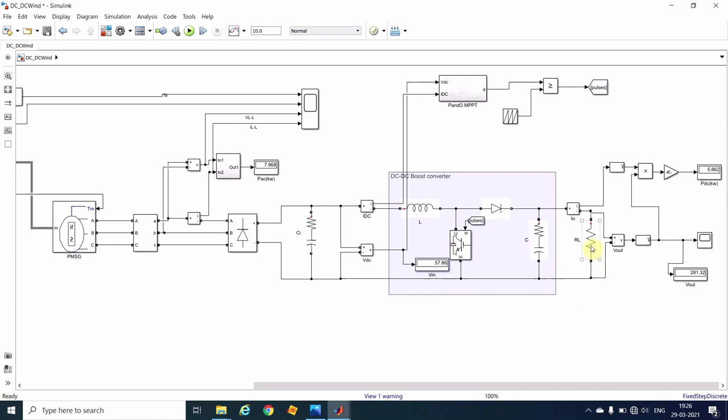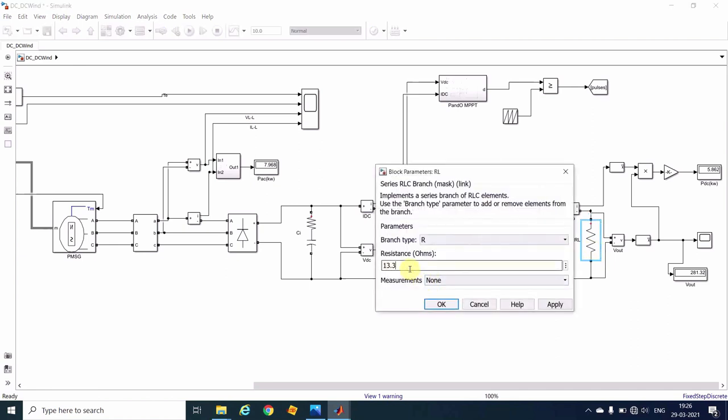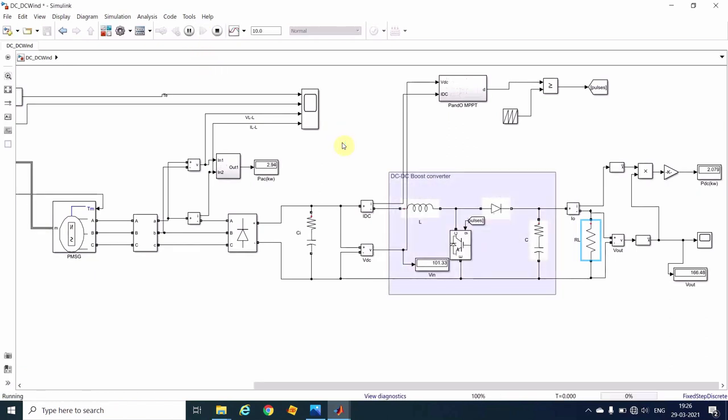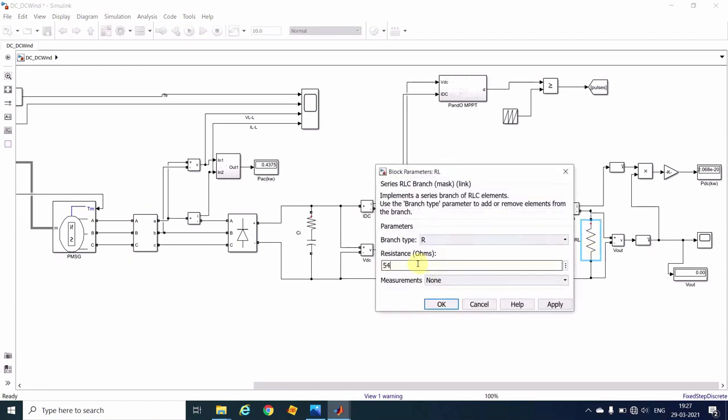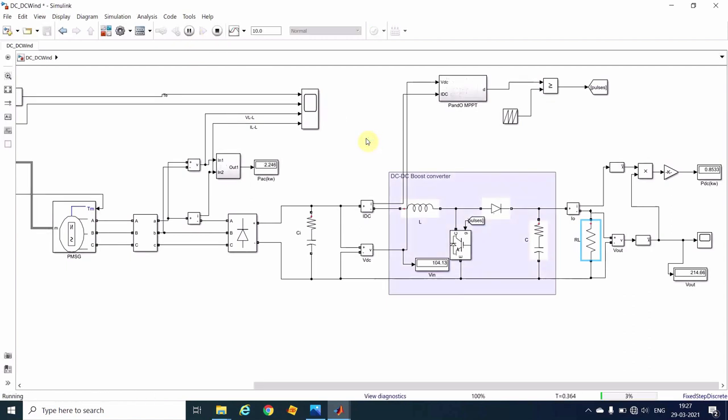But just see what is going to happen with 13.33. Just wait and watch. So it is going to be full. Okay, so definitely we have to use the load value minimum 13.5. And what would happen if I use 54 at that time? The output voltage is approximately nearby 400 and the extracted power is 2.936, which is less compared to the previous one. Okay, but run it for infinite time, it will definitely do.